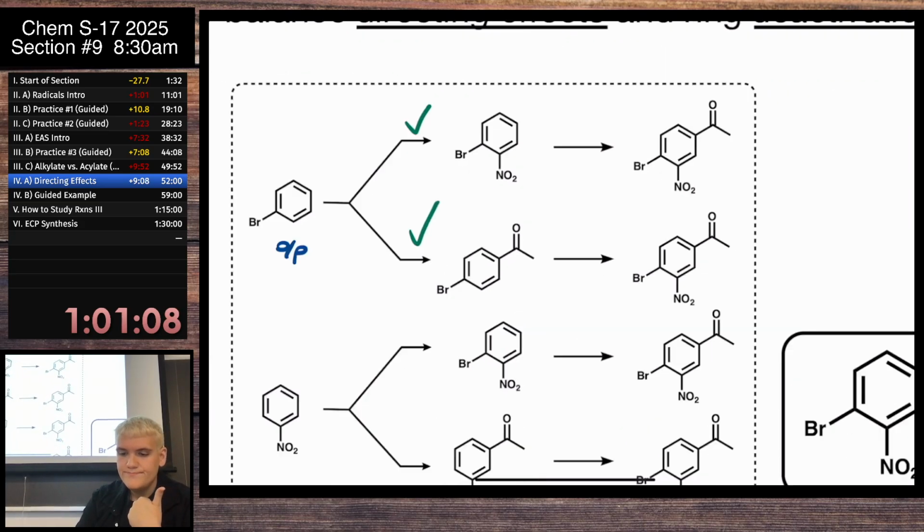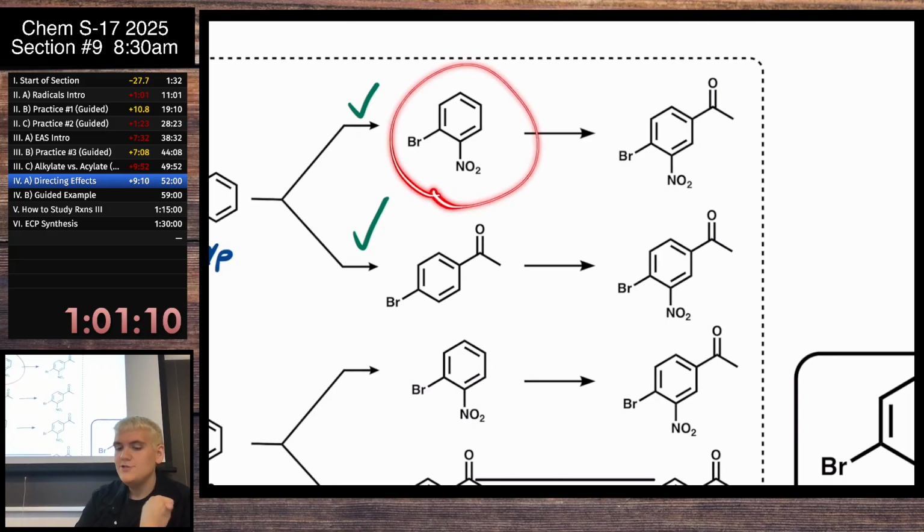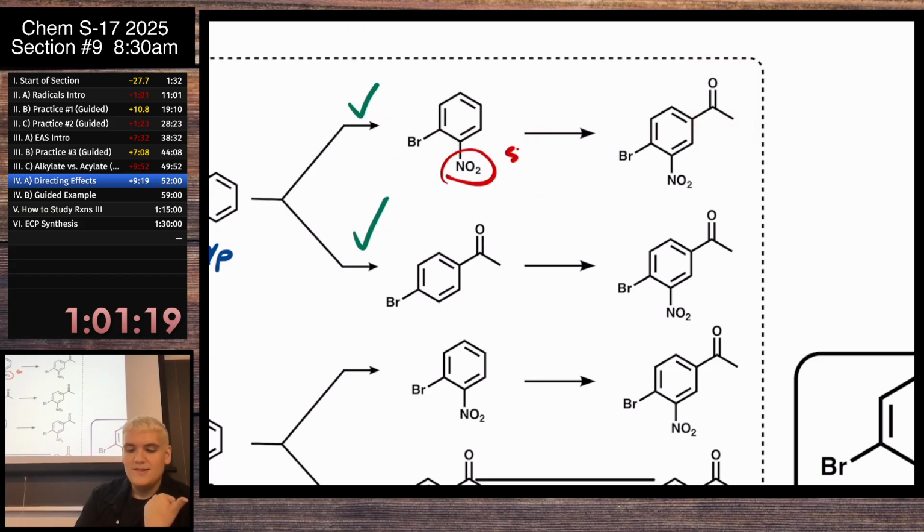But now, if we had added the nitro group second and then we are adding our acyl group, what's the issue? You can't add anything with a nitro. Yeah, so this shuts down Friedel-Crafts. So this route doesn't work.